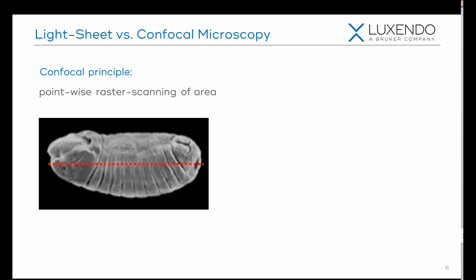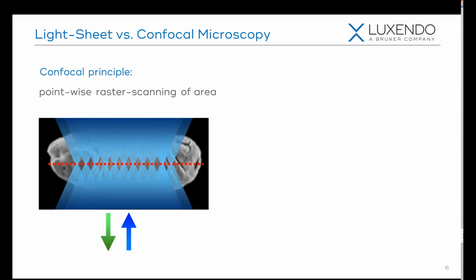If we want to image the focal plane here in this Drosophila embryo highlighted in red, what we're going to have to do is illuminate from either above or below with a cone of light that focuses to that sample plane. And then in laser scanning confocal, we'll raster scan this point by point, essentially creating an image one point at a time. But in doing so, we expose the entire sample to light, even though we only care about the fluorophores emitted from the plane right around the red dotted line.